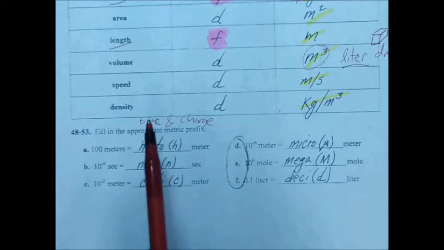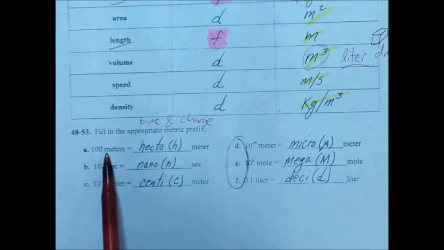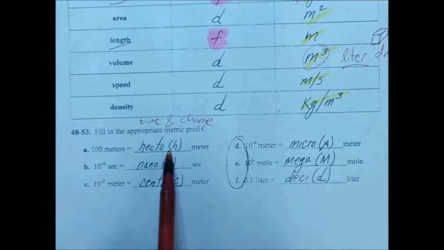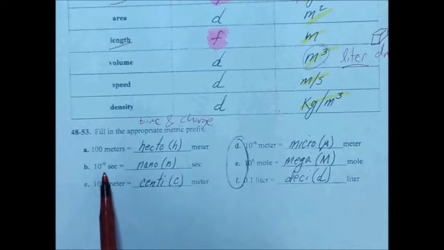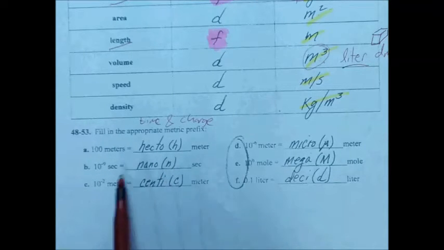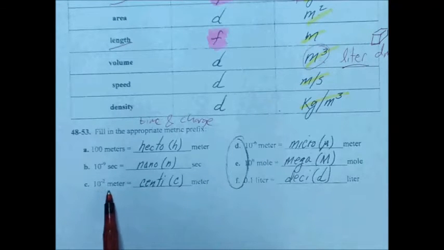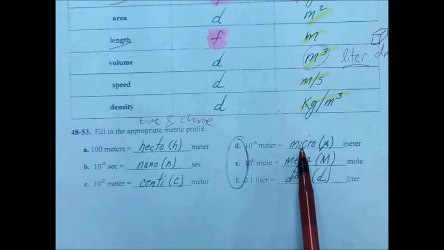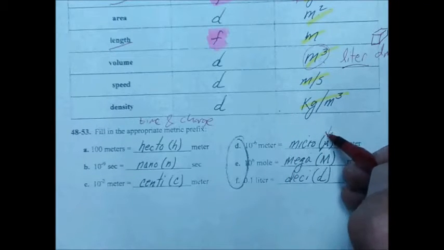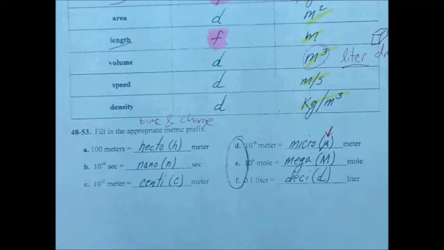Let's look at the appropriate metric prefixes. 100 meters is hecto, a hectometer. 10 to the 9th seconds is a nanometer. 10 to the negative 2 meters is a centimeter. 10 to the negative 6 meters is a micrometer. That's with the small little U-shaped Greek letter micro.